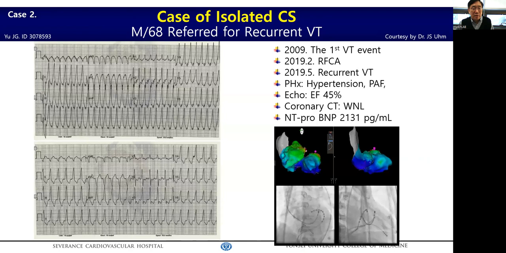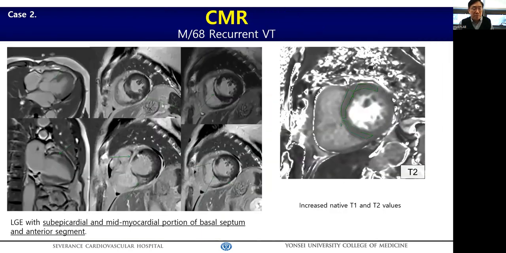This is an isolated cardiac sarcoidosis case. 68 years old gentleman experienced his first VT event 10 years ago, and then we underwent VT ablation 3 months ago, but the VT recurs, VT number 2. So he had a history of hypertension and proximal atrial fibrillation. Echo shows ejection fraction 45% with increased NT-proBNP, and the coronary CT scan was normal.